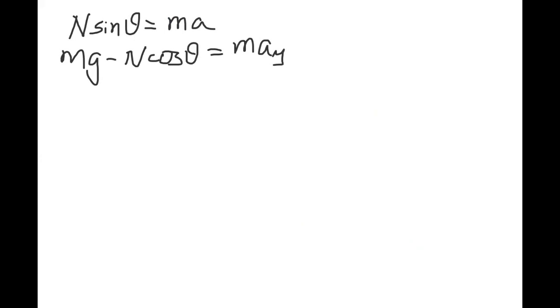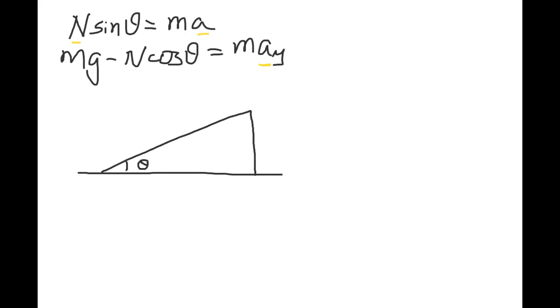What are the unknowns here? N is an unknown, A is an unknown, AY is an unknown. 3 unknowns and only 2 equations. So I will go back. I will have to derive a constraint equation. So I will go back to the question.